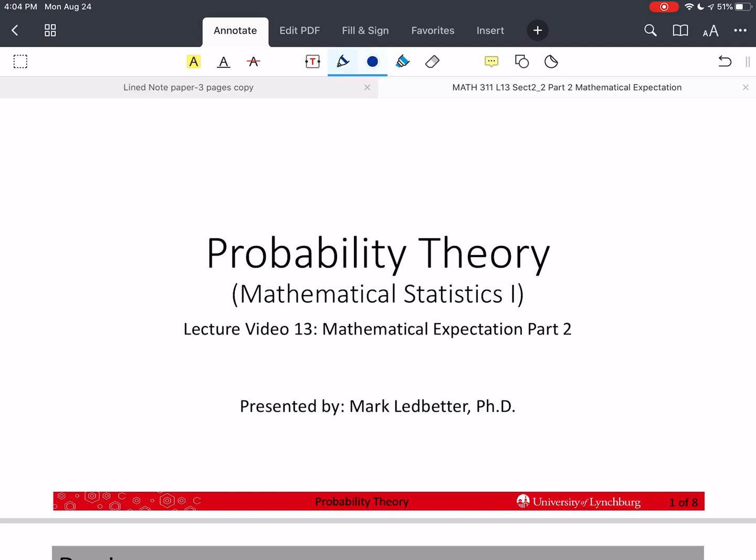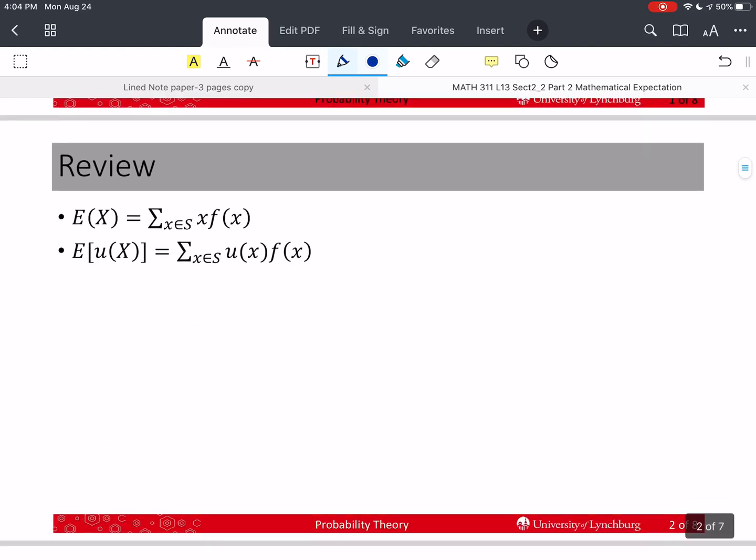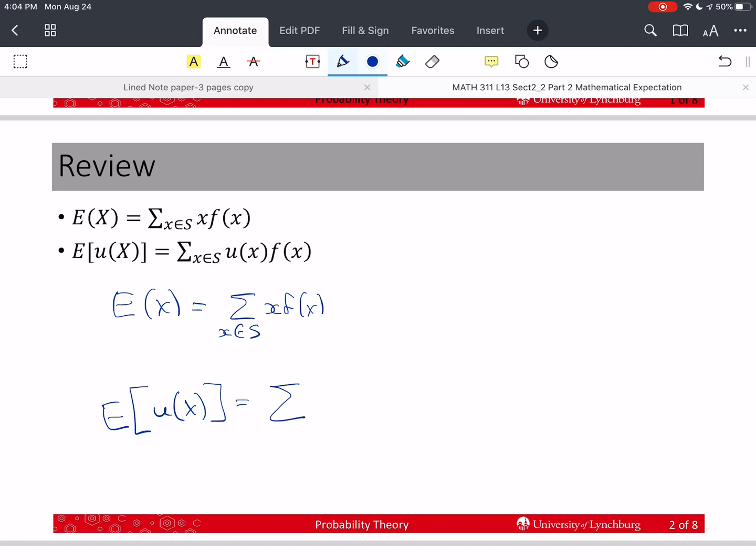Part 2. Last time, we defined the expectation of a random variable x, which is the sum of x times f of x over all of the values of x in its space. And if we want to take the expectation of a function of x, let's say u of x, then we replace x here with what we're taking the expectation of. So x here becomes u of x, times f of x, x in s.